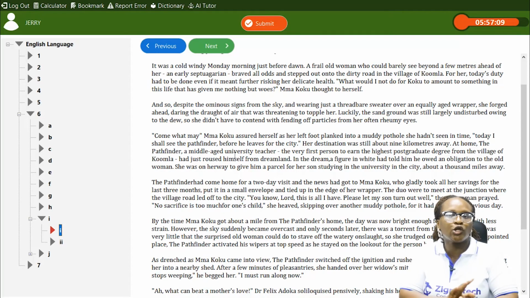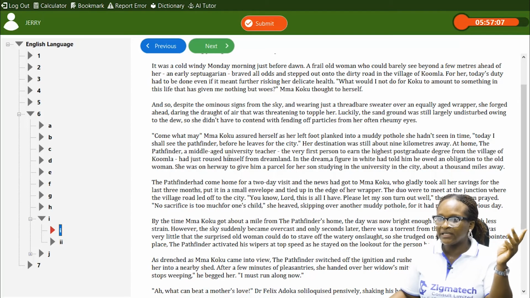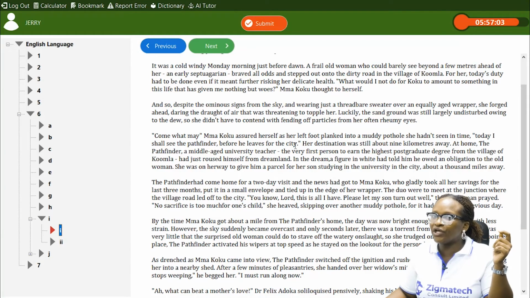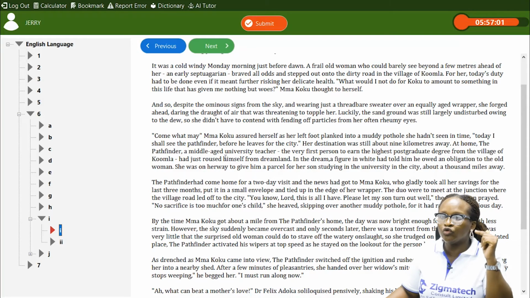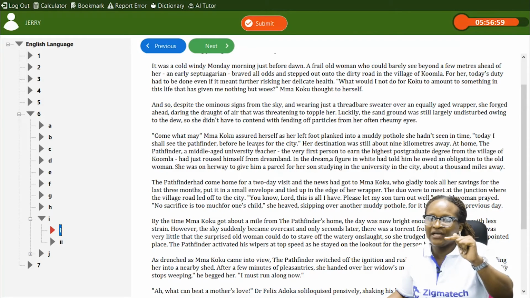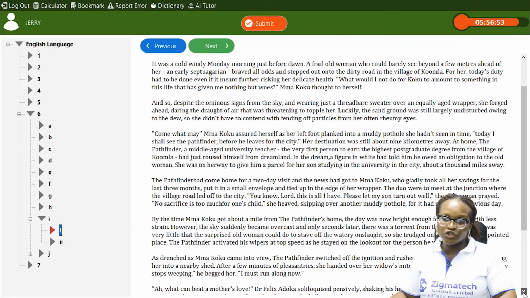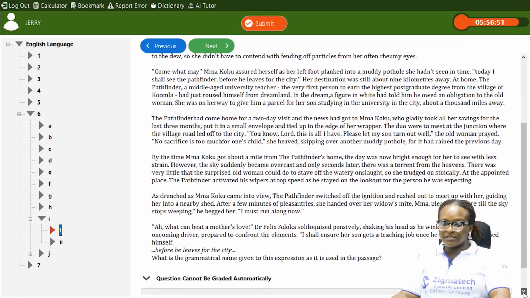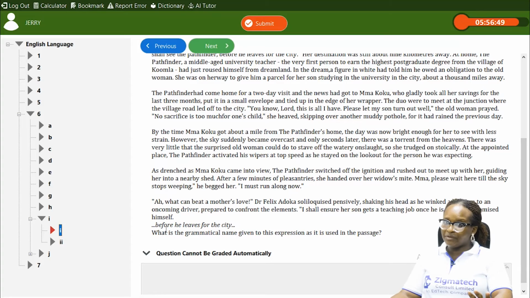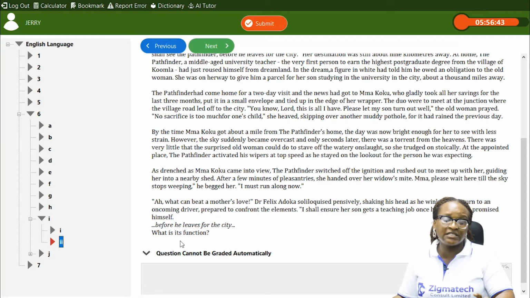Because I told you adverbial clauses modify verbs in the main sentence. So this is it: today, I shall see the pathfinder before he leaves. What would Mma Koko do before the pathfinder leaves for the city? She would what? See. That's the answer. So the function is the next thing. We have identified the grammatical name, which is what? Adverbial clause. So what's the next question? Before he leaves for the city, what is its function?